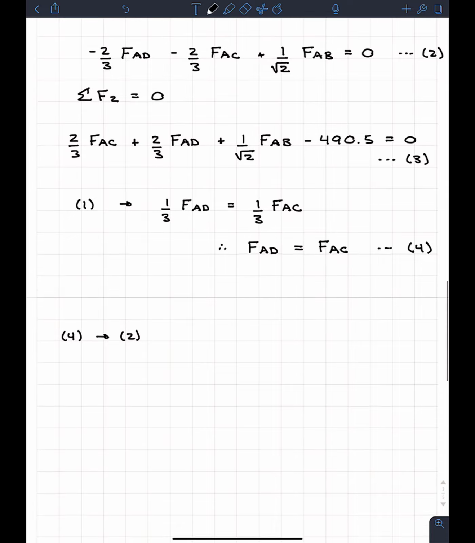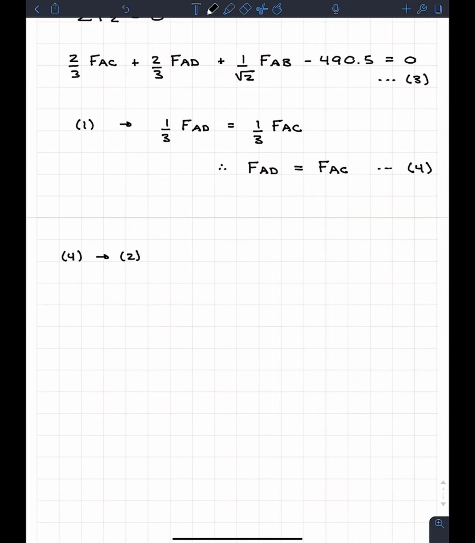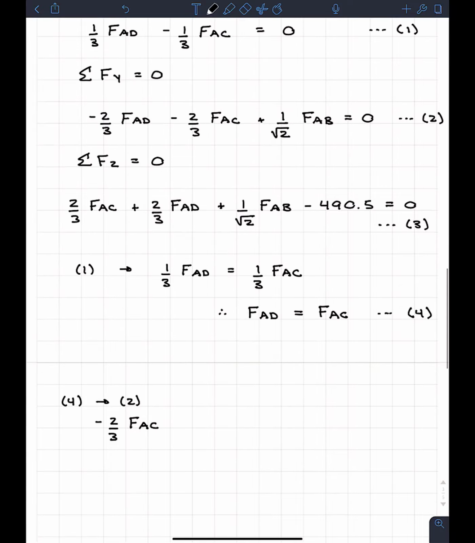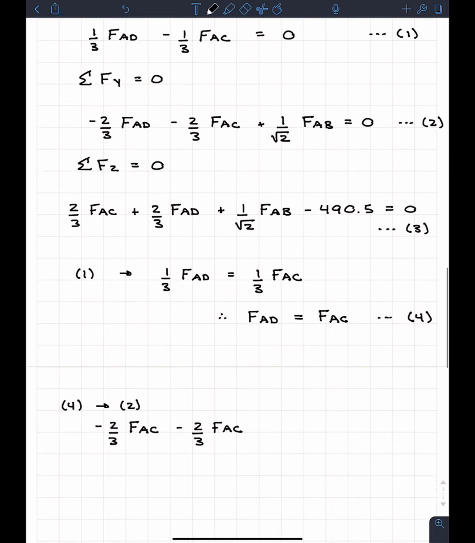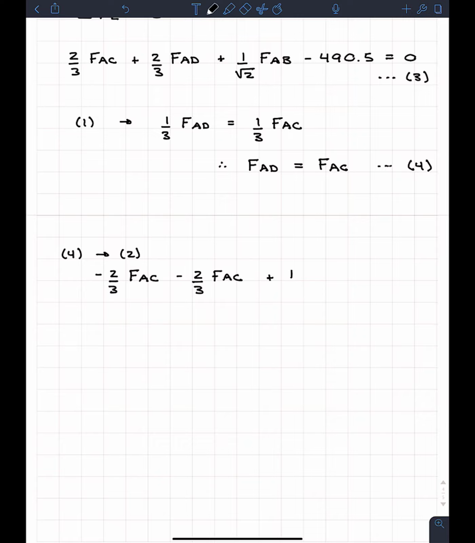So from equation 2, I can go negative 2/3 FAD. And instead of FAD, I'm going to substitute in FAC. So I substitute FAD for FAC, and it's minus 2/3 of FAC plus 1 over root 2 FAB is equal to 0. So now there's only two variables instead of the 3 like before.